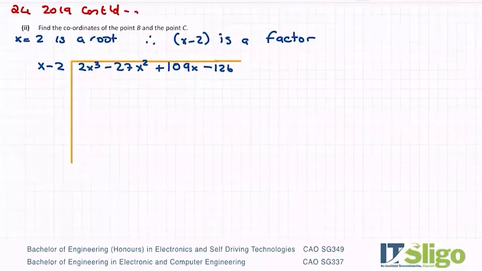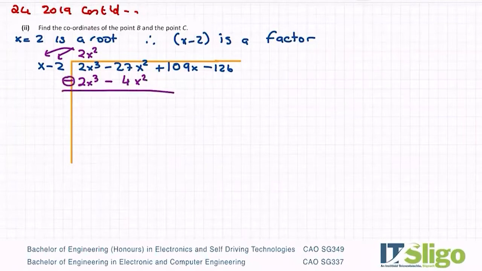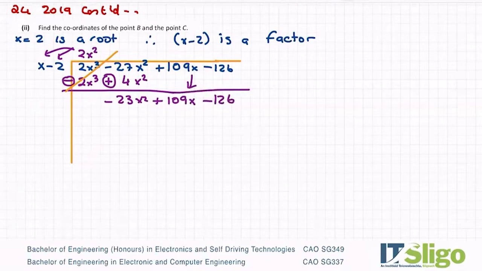X into 2x cubed goes 2x squared times, and now you must multiply that by everything on the outside. So 2x squared by x, 2x cubed, 2x squared by minus 2 is minus 4x squared. Put a line under it, change the sign, change the sign. They will cancel, 2x cubed and 2x cubed. And I'm left then with minus 27 plus 4, which is minus 23x squared. Take these down, plus 109x minus 126. Okay, and repeat the process.